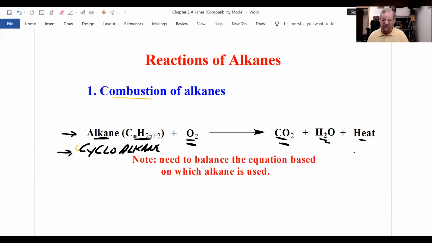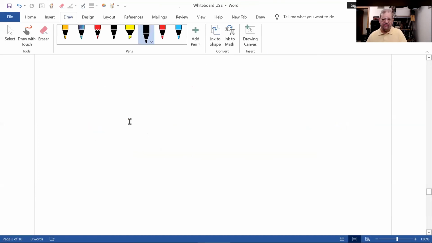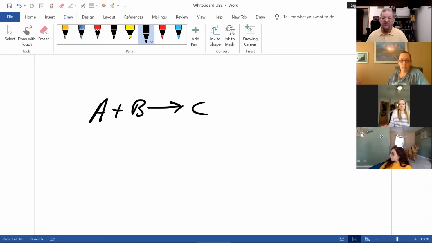Okay, so it's been a while since you had chemistry. Let's assume I have a reaction: A plus B goes to C. Everybody see that on the screen? Thumbs up, people. Thank you. And you should know these are called the reactants.